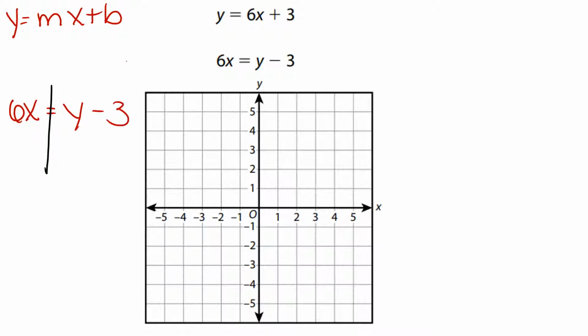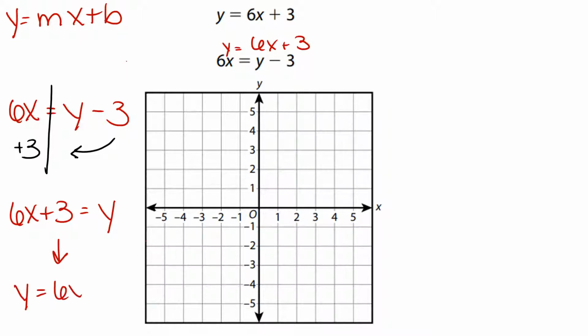We need to get whatever is with the y by itself. So in this case we have y minus 3, so we're going to do the opposite. We're going to do a plus 3 and move it away from the y value. So we now have 6x plus 3 equals y. Our equation has changed. If that confuses you, you can flip it backwards and rewrite it as y equals 6x plus 3. It does mean the same thing.